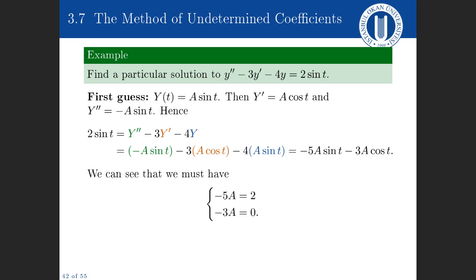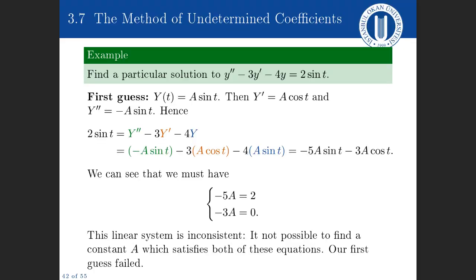But we can't solve this. This is an inconsistent linear system. It's not possible to find a constant a which satisfies both of these equations. So our first guess has failed. Why did it fail? It failed because when we differentiated sine, we also introduced cos. But we don't have a cos on the left.